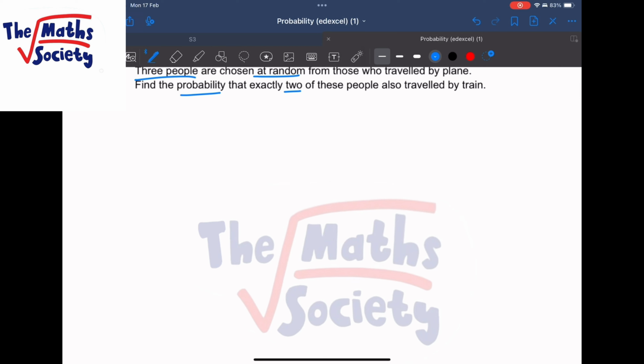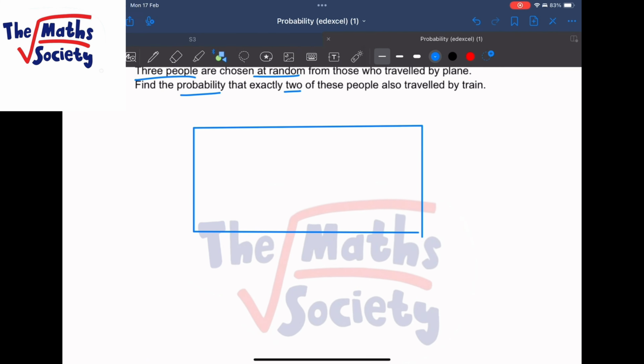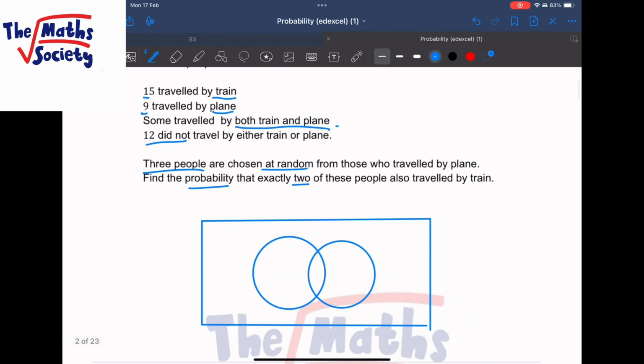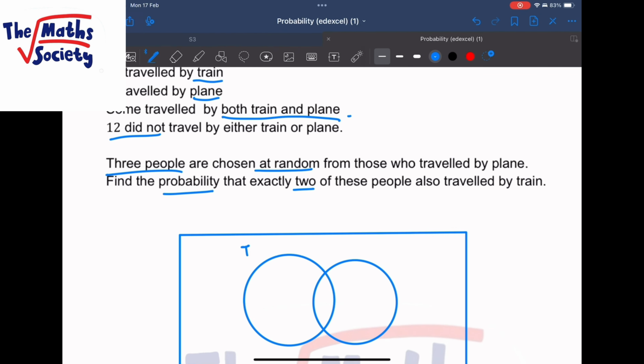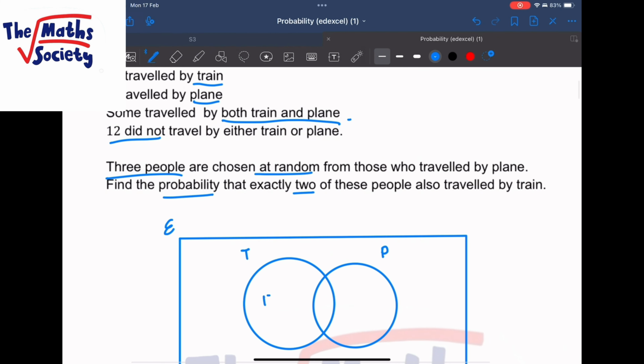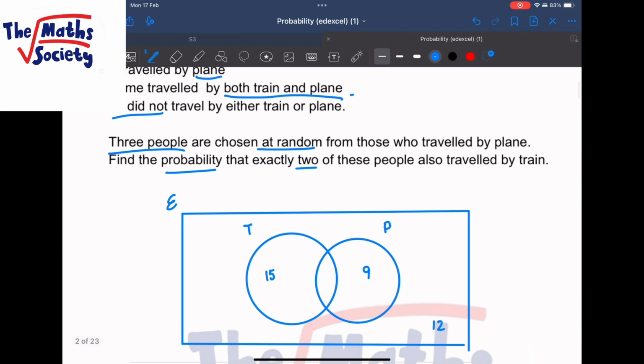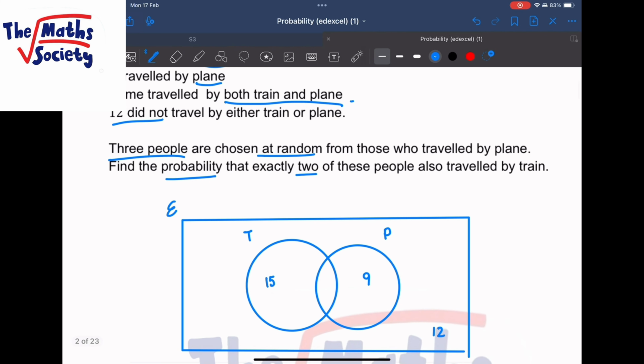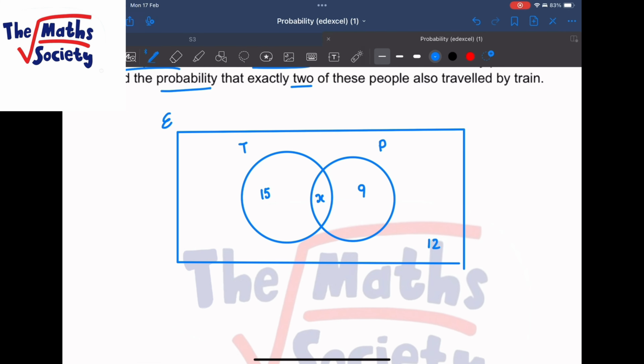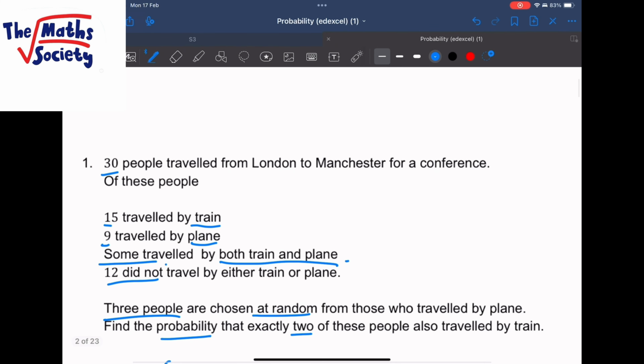So let's try to draw the Venn diagram. Let me just make it a little rounder. Yep. And it says 15 travel by train, so this is going to be train, and it's going to be plane. 15 travel by plane, and 15 travel by train, 9 travel by plane. 12 did not travel by either train or plane. So we know that some travel by both train and plane, but it's an unknown, so we're going to leave it as X. So we have 30 people in total, so we can try to find X, right?